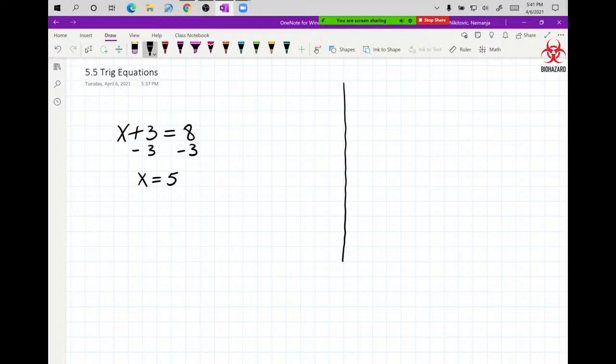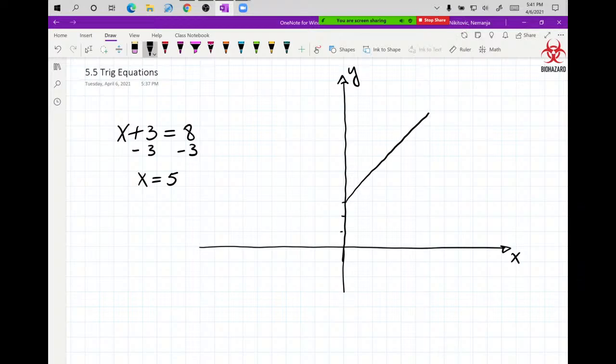graph the two functions you have, one on the left and one on the right. Since I don't need the negative numbers, I need positive, I make this look weird, but that's okay. On the left side we have x plus 3, 1, 2, 3. So that's going to be a 45-degree line going forever up and down. And then 4, 5, 6, 7, 8.